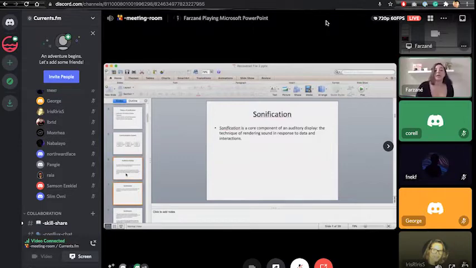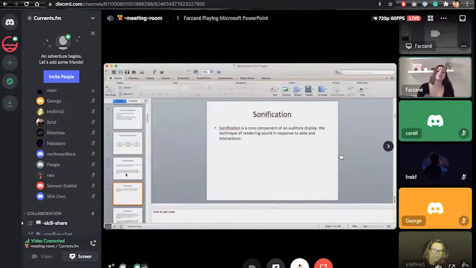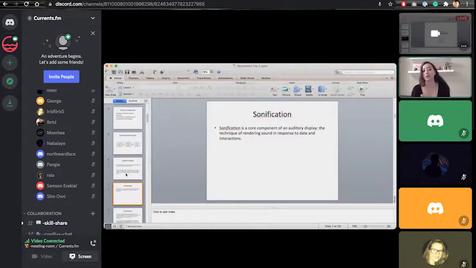And then we have sonification. Sonification could be classified as a subtype of auditory display. Sonification is the technique of rendering sound and translating the data relations that we have in our data set into relations in our acoustic domain perception. So sonification is just the technique within that auditory display method.